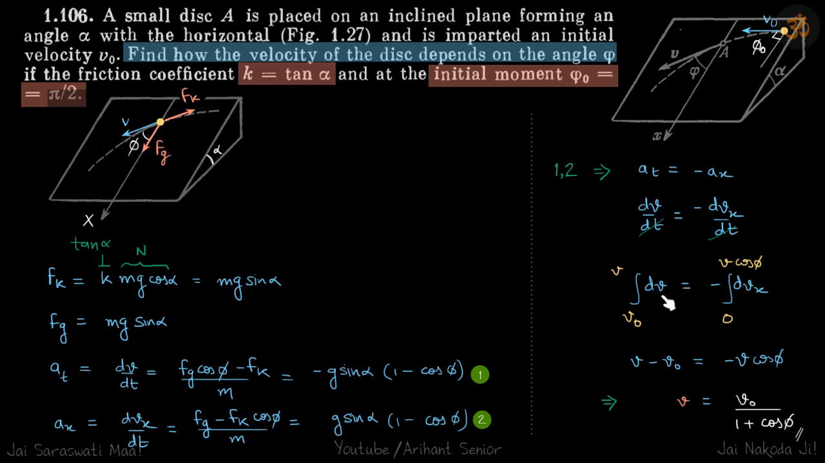Now limits. So the limits of the tangential velocity: the initial tangential velocity was v0 and finally it is v. So the limits of v will be v0 to v, and for vx, initially you can see vx is 0 and finally vx is v cos phi. So the limits will be 0 to v cos phi. So we do that and we will get our answer, v as a function of phi.